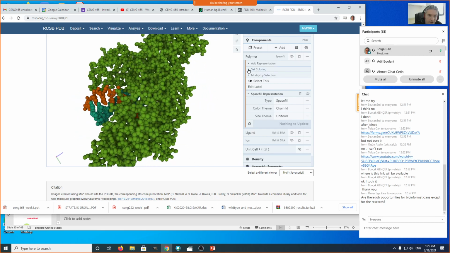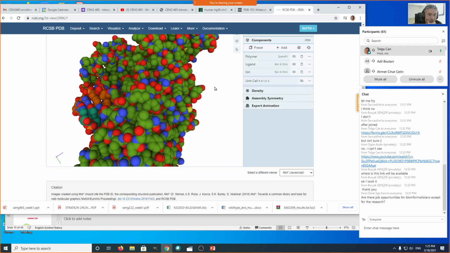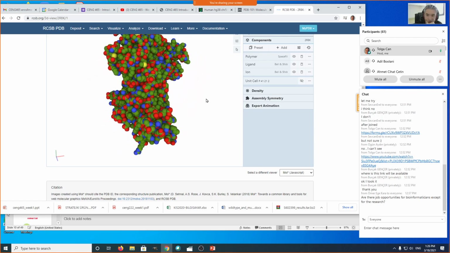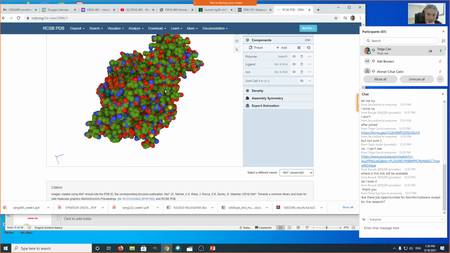And for coloring, I can have it by atom property, element symbol. Now every element has a different color. Okay, I changed the coloring here. We don't see the individual amino acids, but we see the atoms. There are carbon atoms, nitrogen atoms, oxygen. So oxygen, carbon, nitrogen, those are the main atoms you mostly see, and hydrogen.